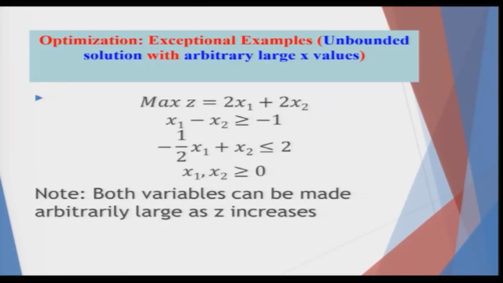So, and that is point 1. Point number 2 is that, as you can see from the heading, it has got arbitrary large x values. X means basically the decision variables. So, they have got large x values. So, let us see the problem.